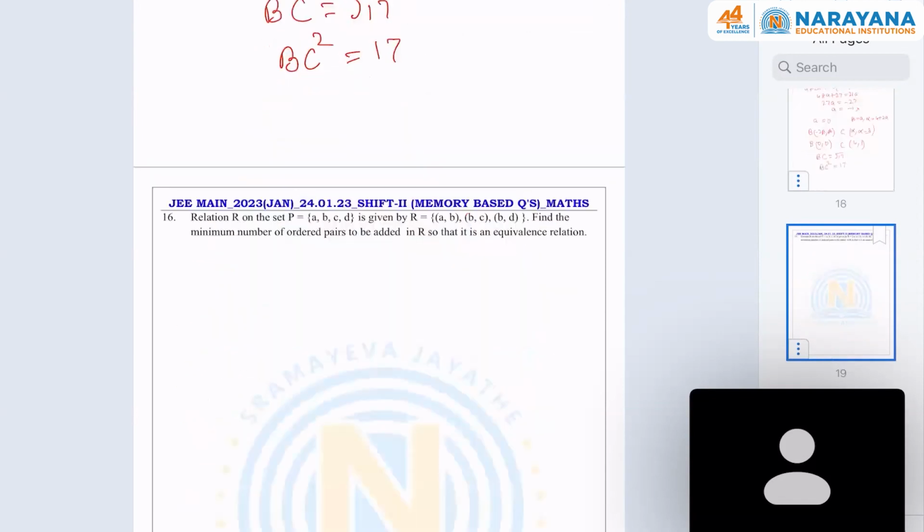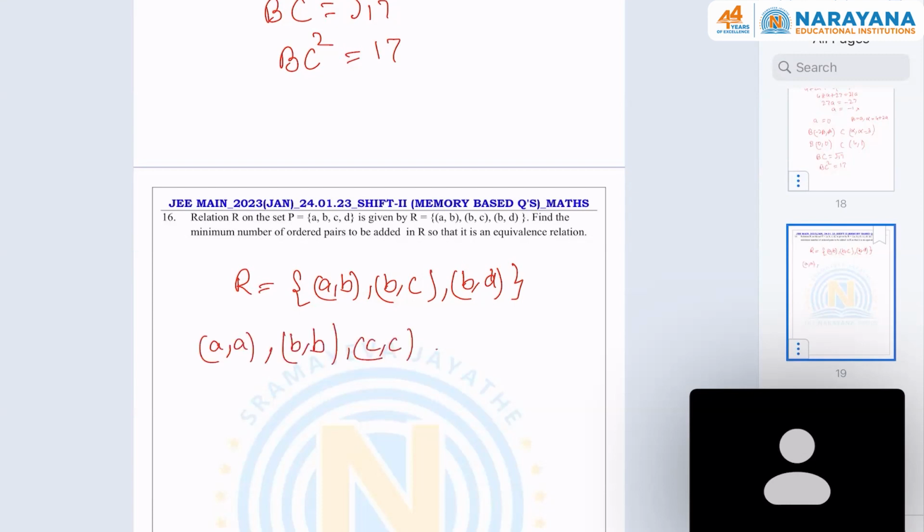Next one, relation R on the set P is equal to ABCD is given by R is equal to relation AB, BC, BD. Here, find the minimum number of ordered pairs to be added in relation R so that it is an equivalence relation. So first we have to make sure that the relation is reflexive. Reflexive means compulsorily we should get A comma A, B comma B, C comma C, D comma D. Right? We have to add these ordered pairs.